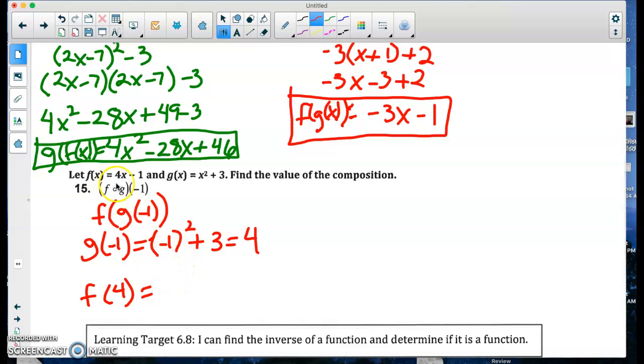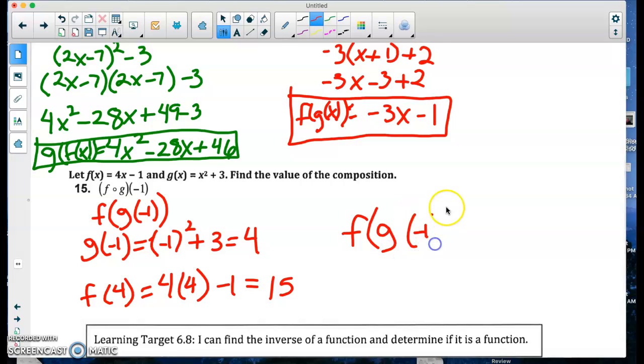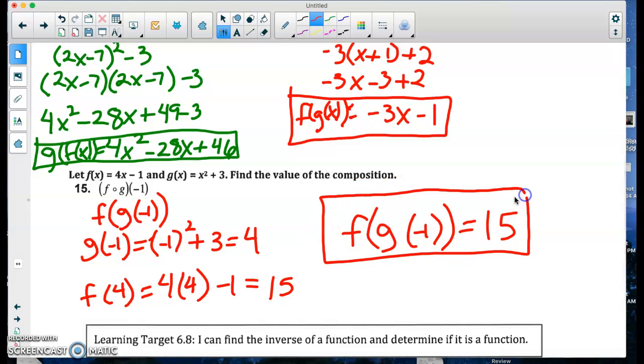So now I have my f function. Wherever I see an x, we're going to plug in 4. And we're getting out 15. Again, I'm going to write this in proper notation. We took our f function, we took our g function, we plugged in negative 1, and all together we got out 15. All right, that is composition of functions. I'd really recommend showing yourself with arrows what way everything is going.